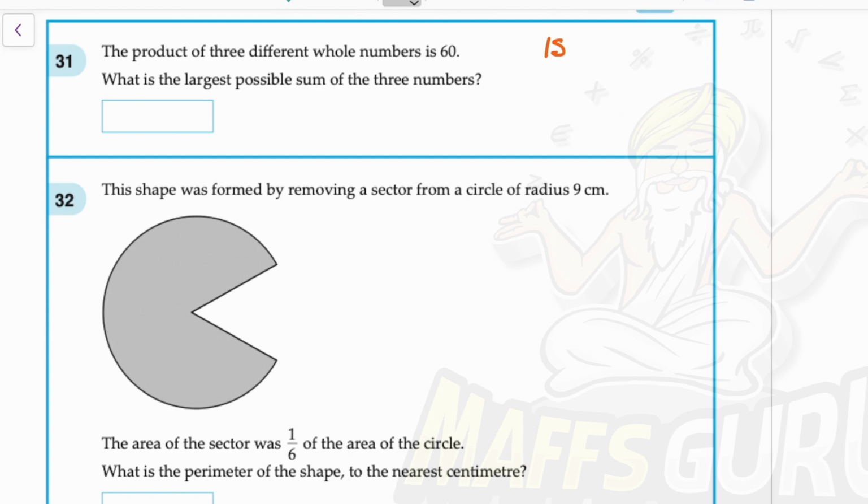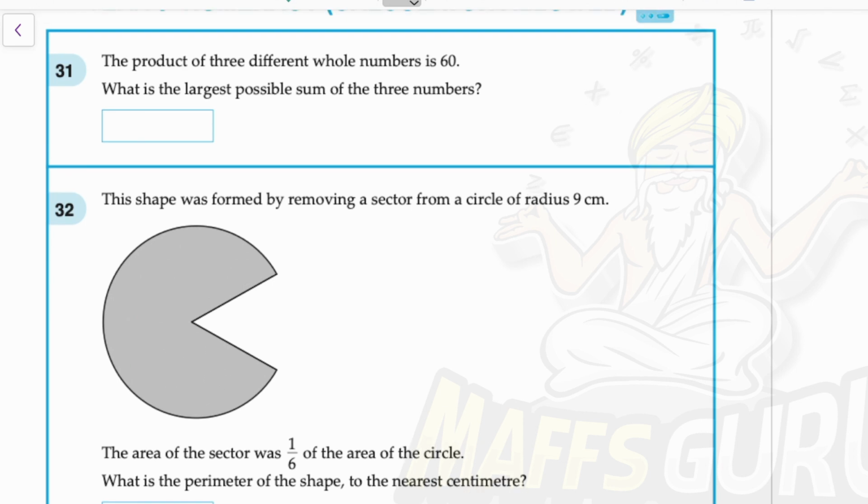So if we look at all the different ways we can make 60, that's going to be interesting. Moving on to question 31: the product of 3 different whole numbers is 60. What's the largest possible sum of the 3 numbers? Right, so we're looking for 3 numbers that multiply to give 60.